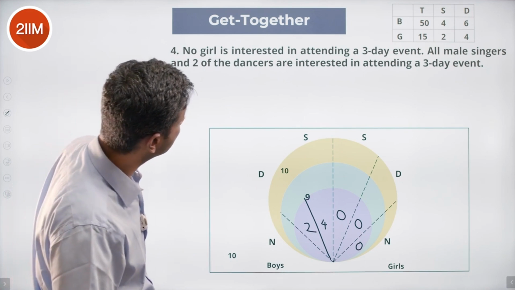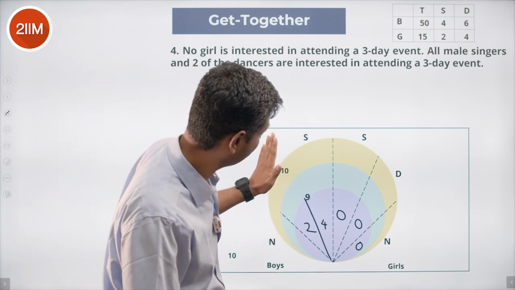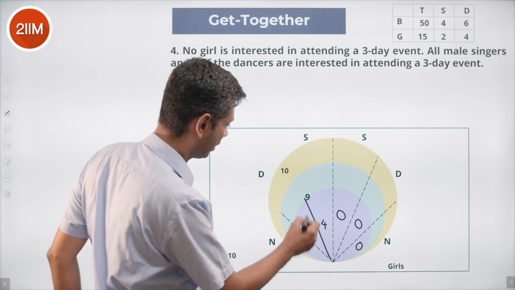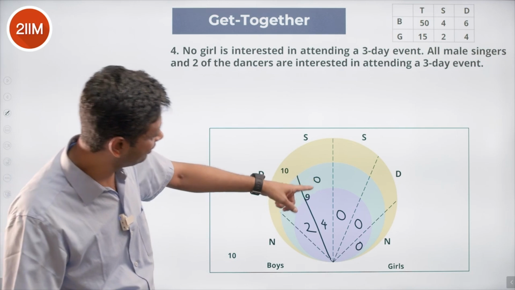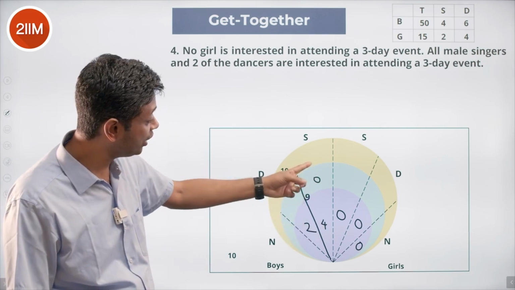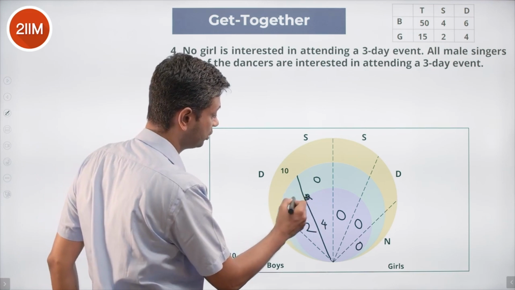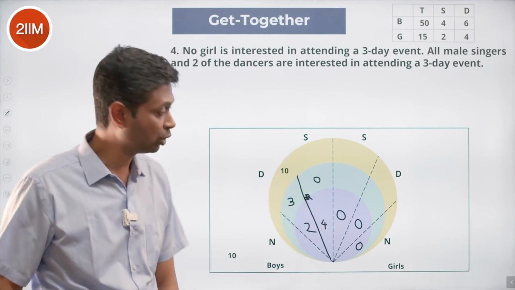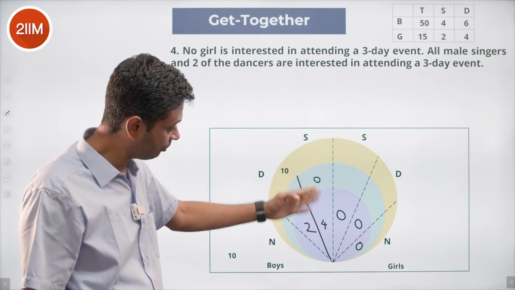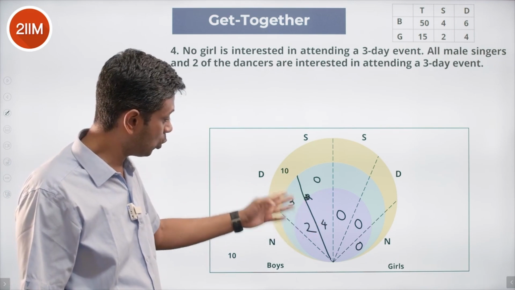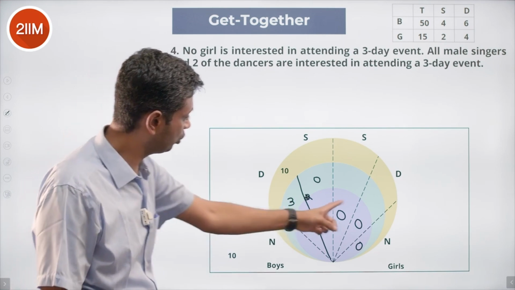Brilliant. So overall there is 9. All male singers are taken. Overall 9. So that means if I extend this, this should be 0. All male singers are sitting here, the 3-day event. Only 2-day but not 3-day, that should be 0. This is 4, this is 2. So I'm taking off this 9 and putting 3 here. Brilliant. So male singers should be 0 and 4. Only 2-day, 3-day also. And 3 and 2. Brilliant. And this is 0, 0, 0.